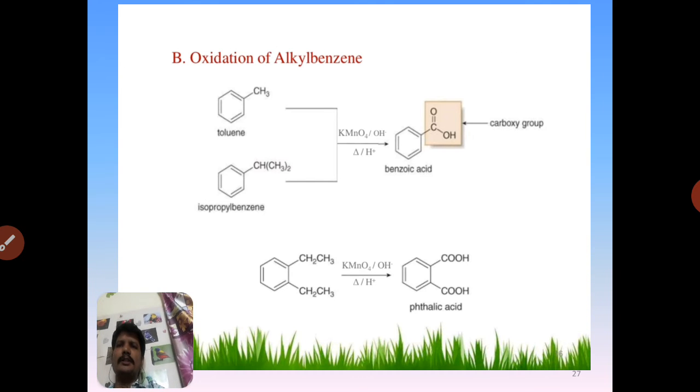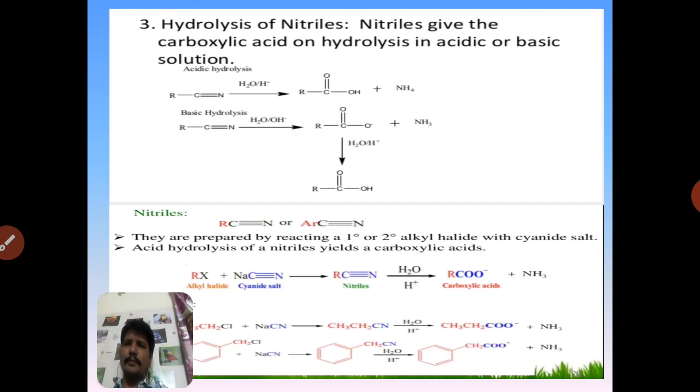Now, the alkyl benzene can be oxidized by using the KMnO4. The alkyl benzene, that is toluene, on oxidation gives benzoic acid. Similarly, isopropyl benzene gets oxidized into the carboxylic acid. You can take 1,2-diethyl benzene, which gives phthalic acid by using the KMnO4.